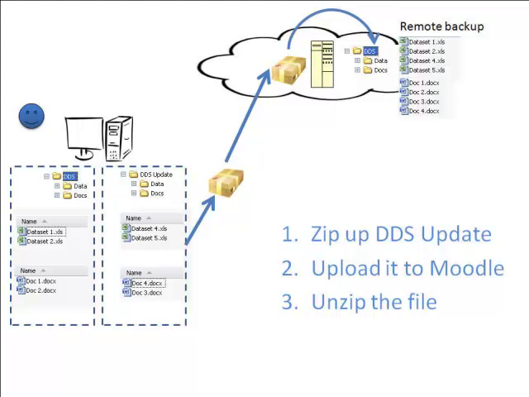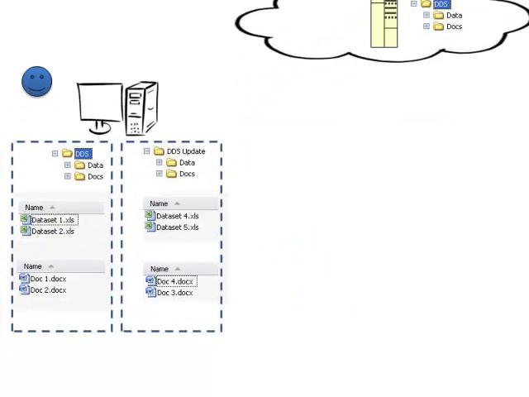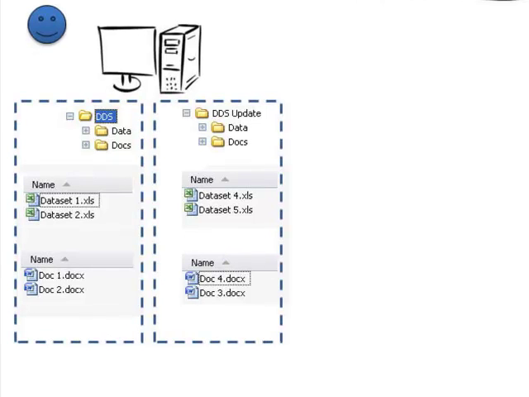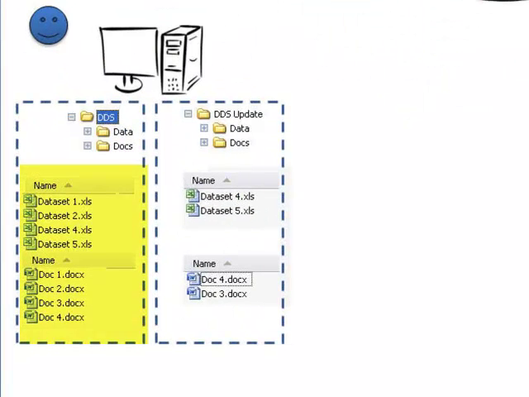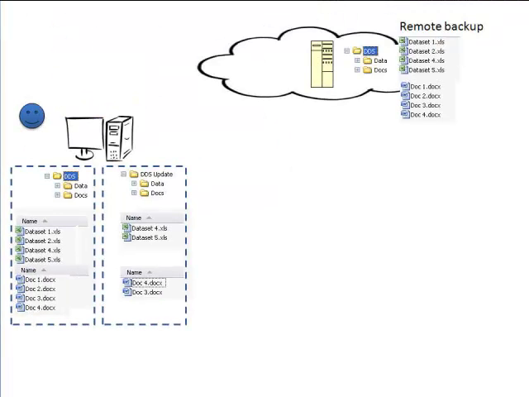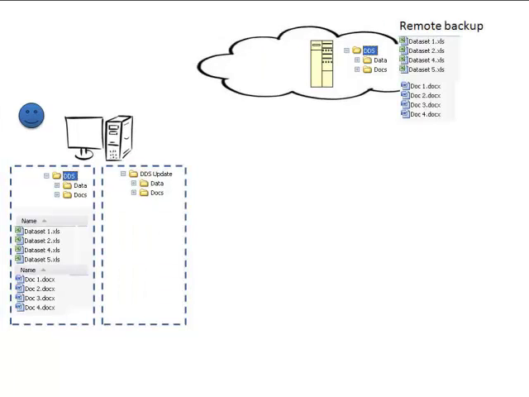Once you have done this, go back to your local computer and copy the DDS update into your local DDS. This will add the files from DDS update to those already existing in your local DDS. Now your local DDS is up to date. Finally, delete all files from the DDS update to have it ready to store new files.